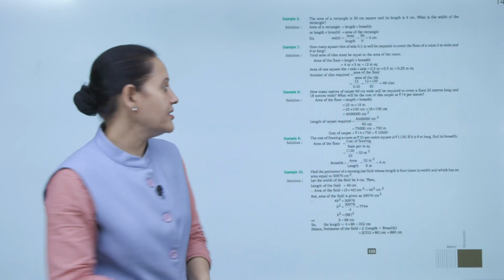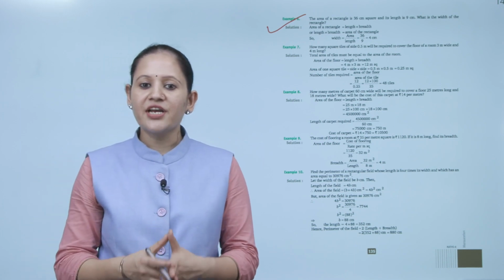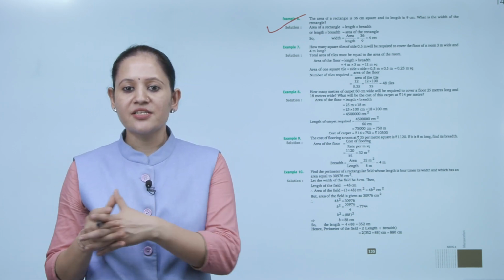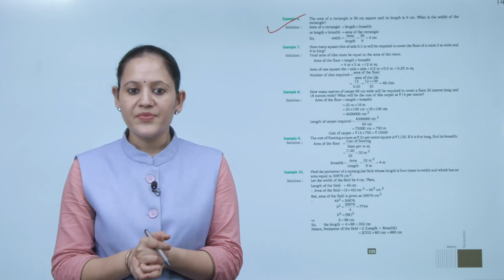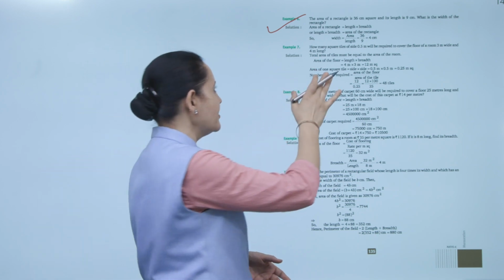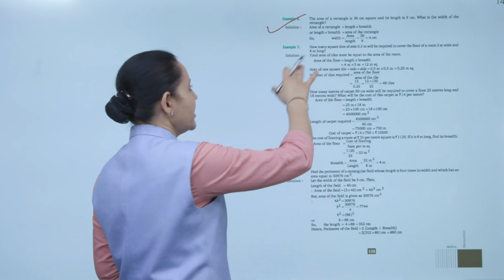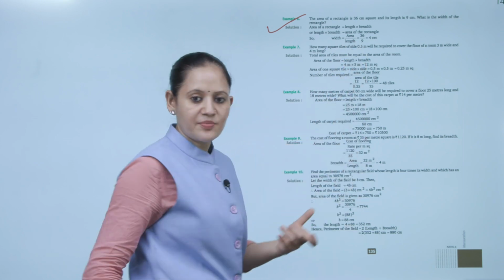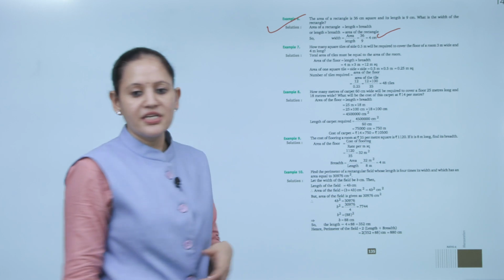Now we'll take an example. The area of a rectangle is 36 centimeter square and its length is 9 centimeter. What is the width of the rectangle? So area of rectangle is length into breadth. So we have to find the width or the breadth. So breadth equals जाएगा area upon length, 36 upon 9, that is 4 centimeter. That will be the breadth of the given rectangle.